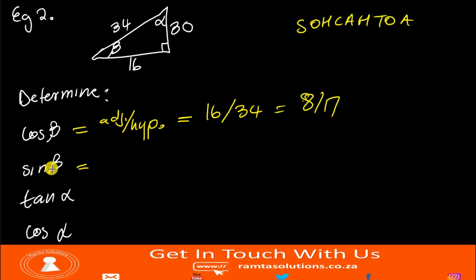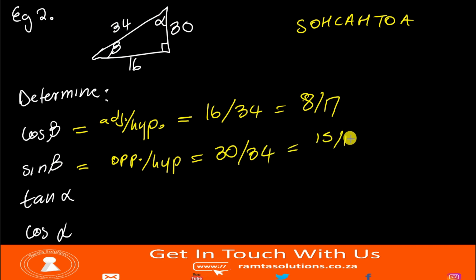Now, let's look for sine beta. Remember, sine is opposite over hypotenuse. Which side is opposite angle beta? It's this one here, which is 30 units. What is the hypotenuse? Obviously, it's 34. Now, this looks like it's 15 over 17. All right, this one is 15 over 17. Perfect.